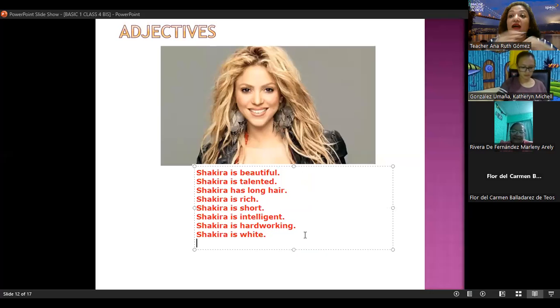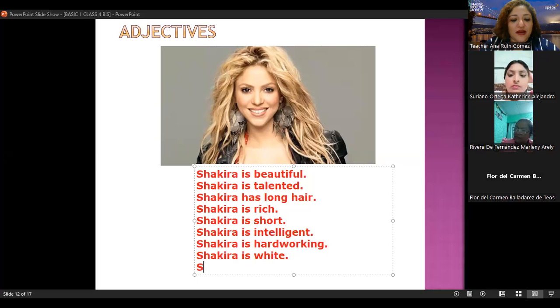Ok, so Shakira is... How do you say in English? Amigable. Shakira is friendly. Shakira, right? Shakira is friendly. Excellent. Very good. Shakira is friendly. Nice. Okay.